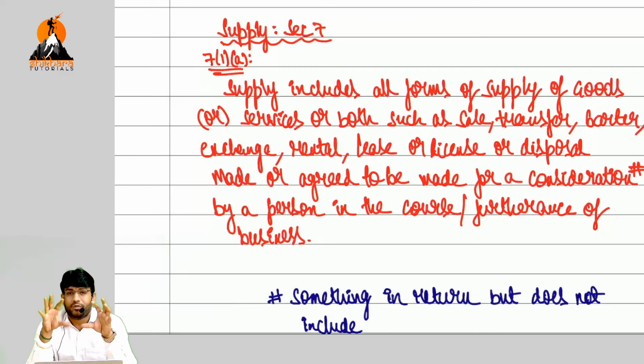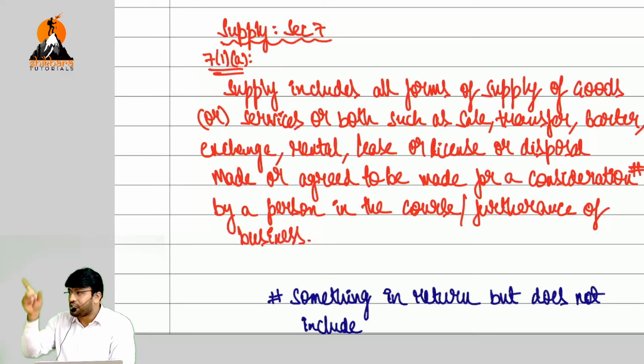Association of persons. What is AJP? Artificial juridical person. Example? Trust, corporate societies, CMA Institute. I will ask you, show me the CMA Institute. You can only show me the CMA Institute building, but you can't show me the CMA Institute because it's an artificial person. Getting clarity, friends?